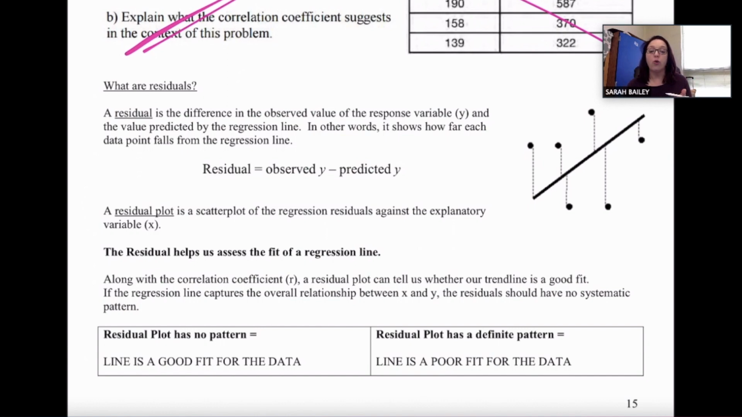It says, along with the correlation coefficient, which you know is R, not the residual, a residual plot can tell us whether or not our trend line is a good fit. If the regression line captures the overall relationship between x and y, the residuals should have no systematic pattern. In other words, if the residual plot doesn't have a pattern, then we say a line works for this data. If the residual plot does have a pattern, then we say it shouldn't have been a line. We shouldn't have been calculating a line. It should have been something else, maybe an exponential or maybe a quadratic equation.